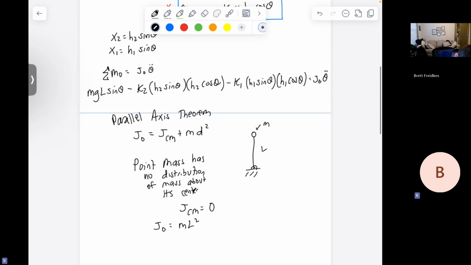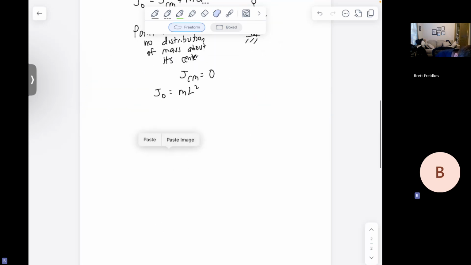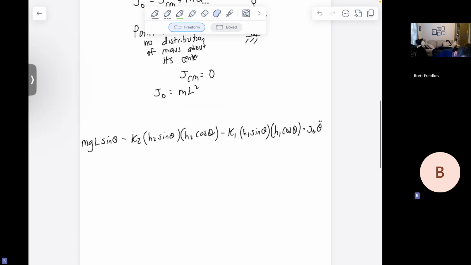So I'm just going to copy and paste this down. So if we have that now, that means that this J naught over here is ML squared. So we get ML squared theta double dot. Now we have a differential equation set up where it is nonlinear. This is nonlinear, which we know is gross. We would much rather have it be linear.